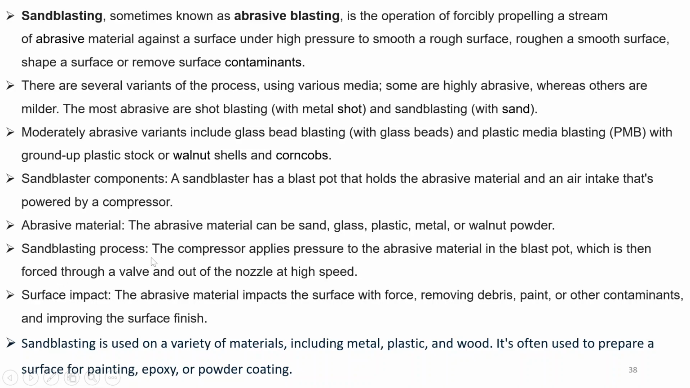Sandblasting process: the compressor applies pressure to the abrasive material in the blast pot, which is then forced through a valve and out of the nozzle at high speed. Surface impact: the abrasive material impacts the surface with force, removing debris, paint and other contaminants and improving the surface finish. Sandblasting is used on a variety of materials including metal, plastic and wood, and it's often used to prepare a surface for painting, epoxy or powder coating.